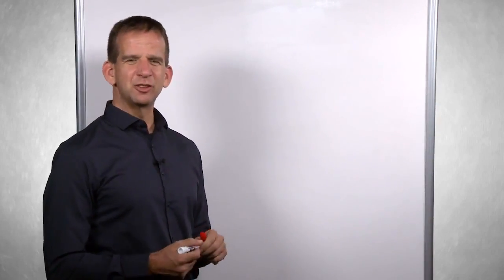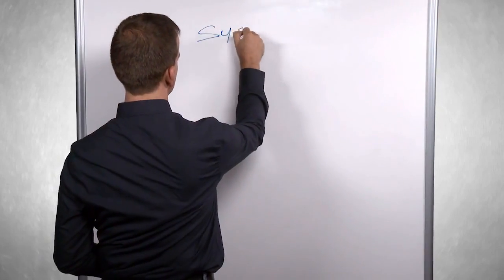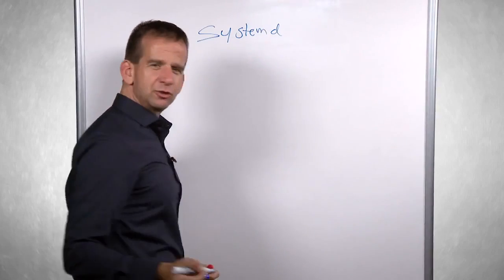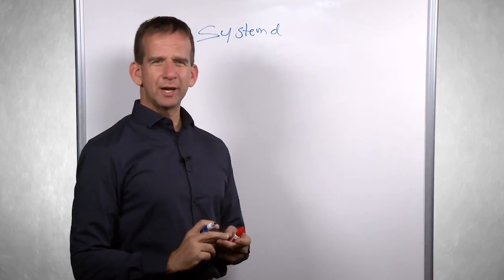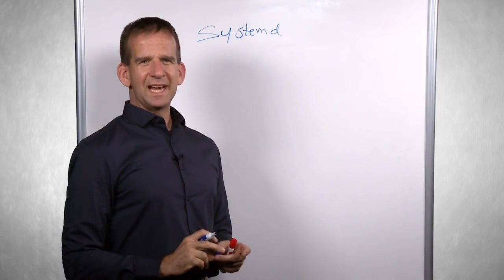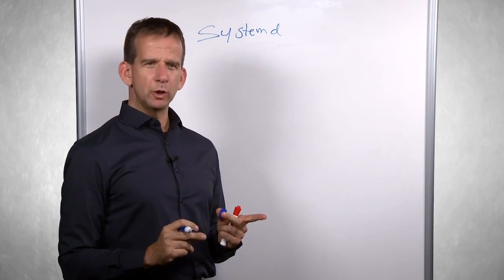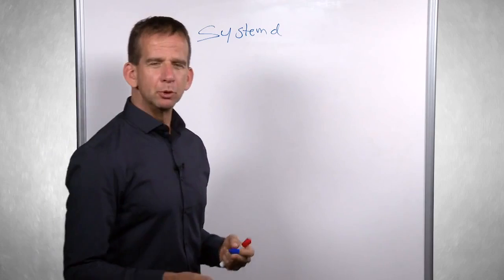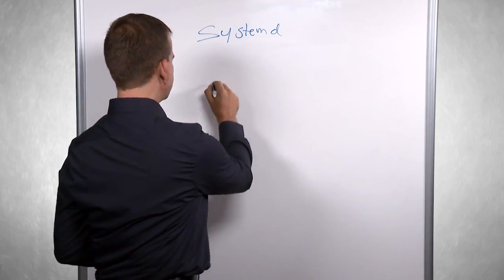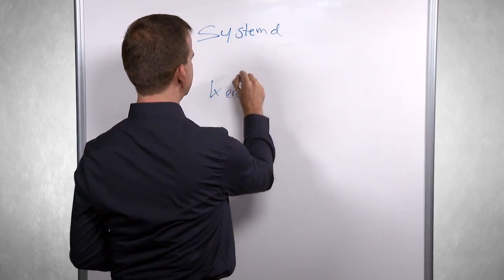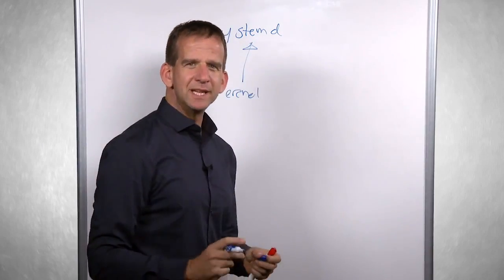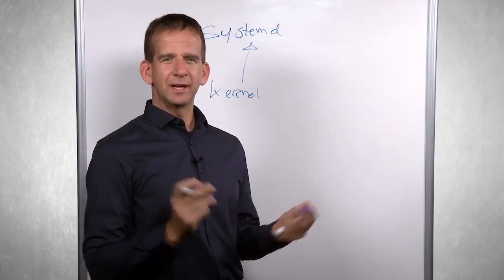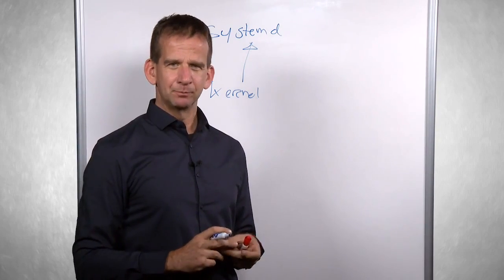So let's talk about systemd. Systemd is the major new thing in Red Hat Enterprise Linux 7. And to summarize it in one word, it starts things. So basically in the boot procedure, right after loading of the kernel, systemd is started. And systemd takes care of starting, well, basically everything.